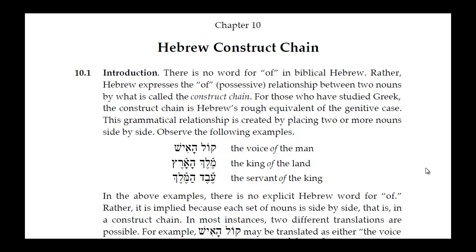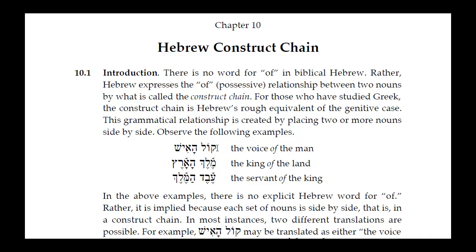It is very frequently used. In the Hebrew, there's no word for "of." Like we have in Greek, we have a construct chain also that's somewhat similar, but it uses case endings of the genitive case. Now, this grammatical relationship is created by placing two or more nouns side by side. And let's observe some of the following examples here.